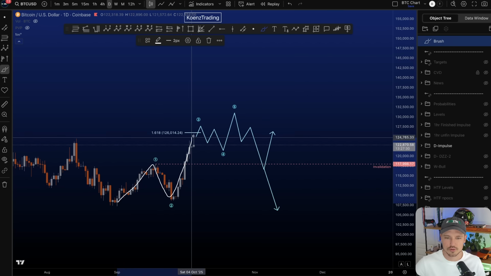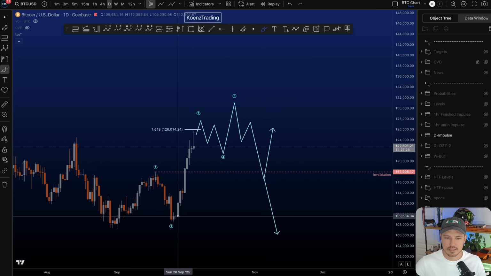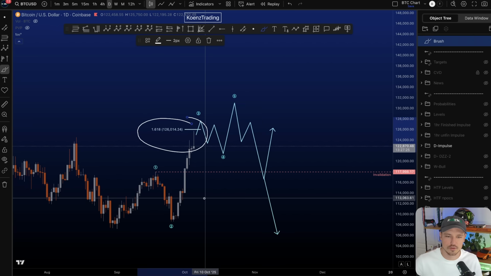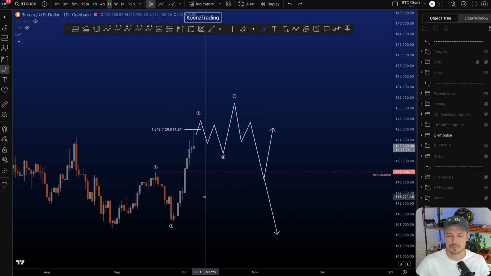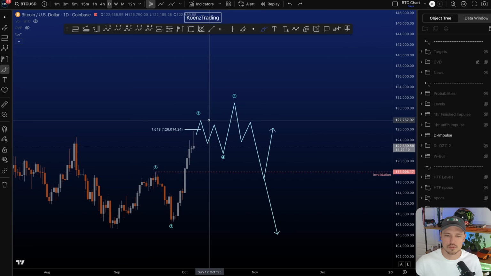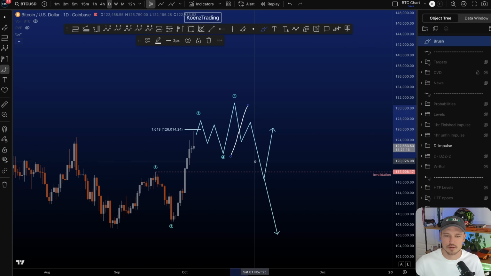Here's your 1, 2, you look for 3, 4, 5. This move to the upside now almost touched the 1.618 at 126K. For me, it's fine. It's pretty much reached. So for a wave 3, all good, all fine. We want a wave 4 and a wave 5.